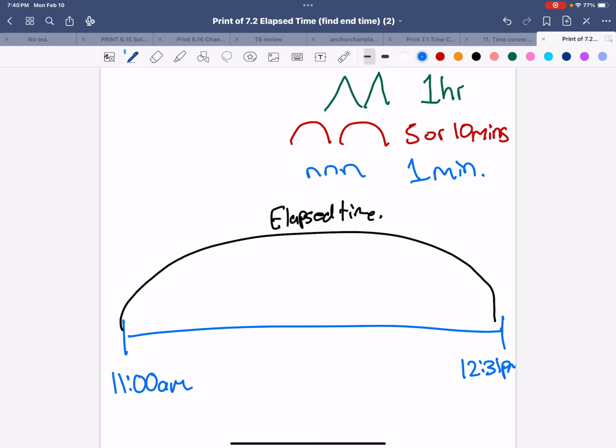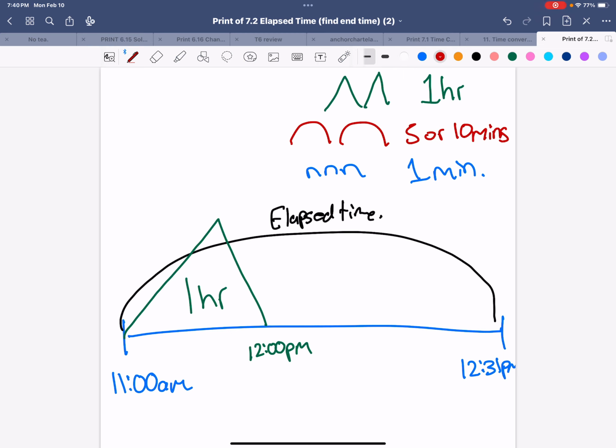to 12:31 p.m. So let's start off with our highest value, which is the mountain, which is a whole hour. So from 11 a.m. to 12:31, I'm sure I can get 1 hour in. Let me check. 11 a.m. plus 1 hour is 12 p.m. Can I do another hour to get to 12:31? No, I'm going to have to do some hills. So let's take a look at our hills.